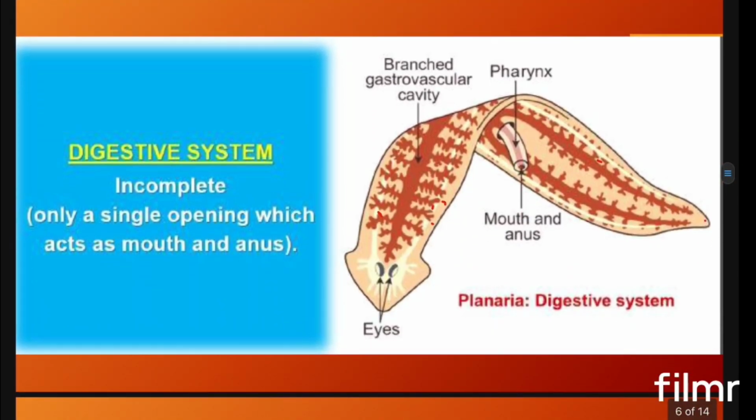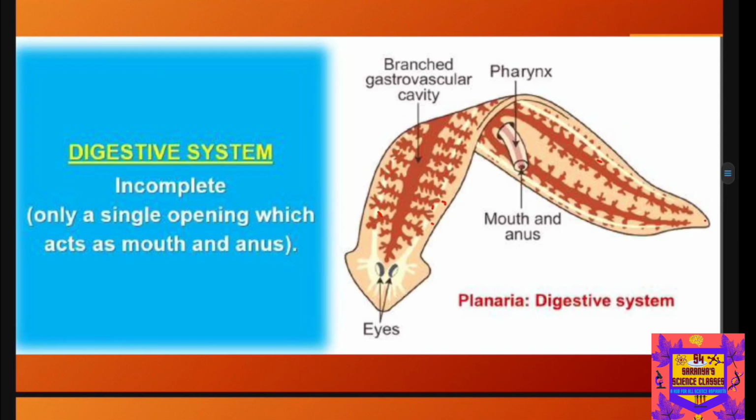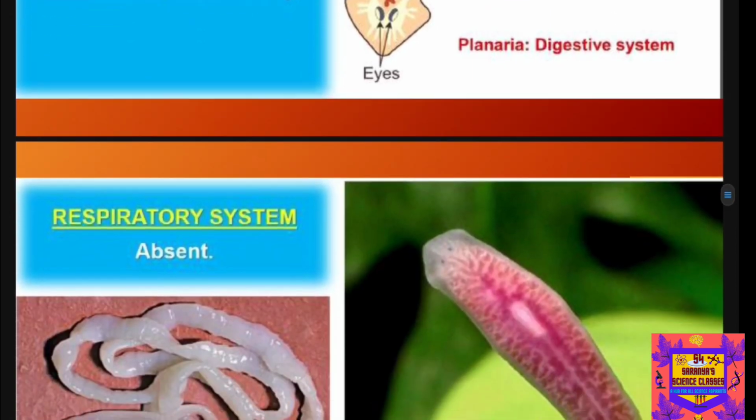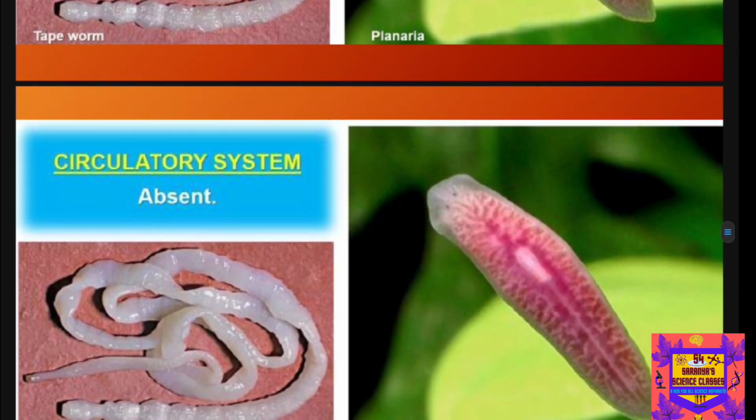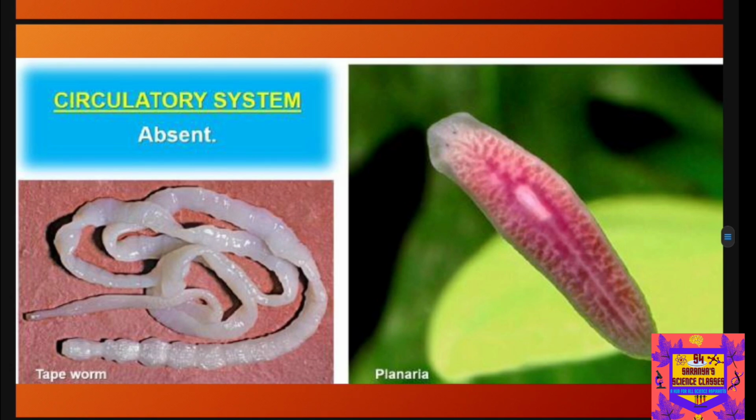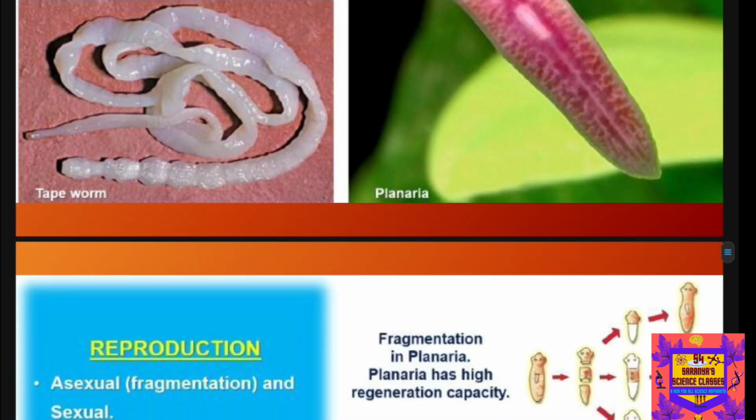If you check their digestive system, they have an incomplete digestive system. That means they have only one single opening, which acts as both mouth and anus. So that's why it doesn't have a complete digestive system. If you check their respiratory system, these organisms don't have any respiratory system. Respiratory system is absent here. Now the circulatory system, again, is also absent in this type of organisms, right?